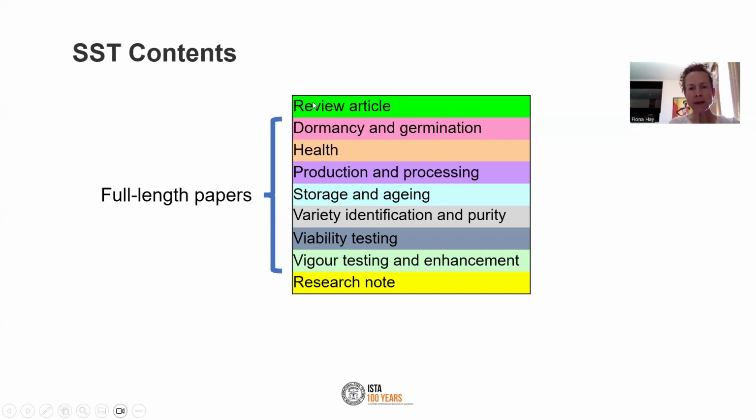So sometimes we have review articles. Most of the papers are full-length papers, and the topics we have are dormancy and germination, seed health, production and processing, storage and aging, variety identification and purity, seed viability testing, and enhancement. So these are the full-length papers, and then we also have shorter research notes. A full-length paper can be any length within reason, whereas a research note is supposed to be a maximum of 2,000 words and have just two tables or two figures or one of each as the maximum.